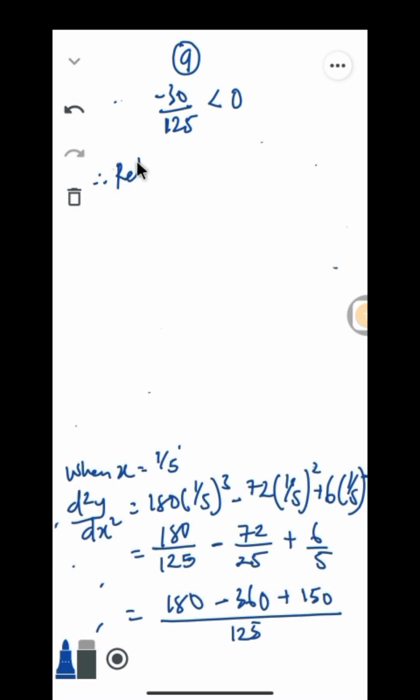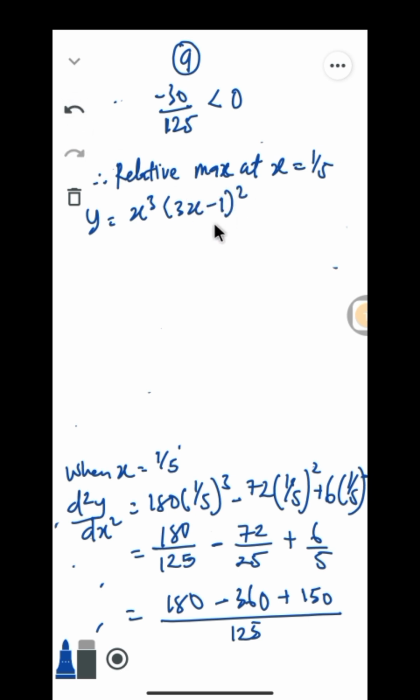Therefore, we can say that the relative maximum occurs when x is equal to 1 over 5, right? And remember, y is equal to x cubed into 3x minus 1, all squared. So we'll put the 1 over 5 inside here. That's how we are going to get our relative maximum.